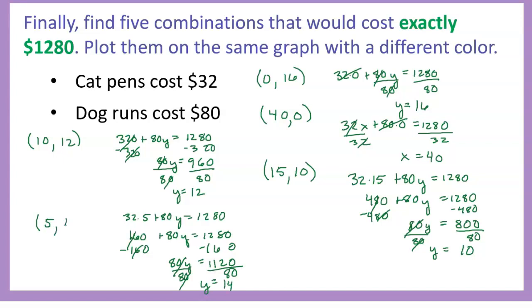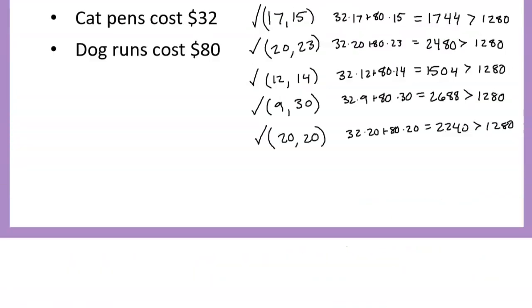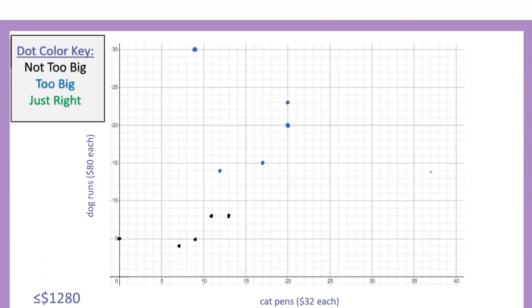So those are all integers. Those all work out. Let's go back and plot these. All right, we're going to plot these ones in green. So we had 0, 16. That's right here. We had 40, 0, which is right here. We had 15, 10. That's here. We had 10, 12. And we have 5, 14, which is right here.